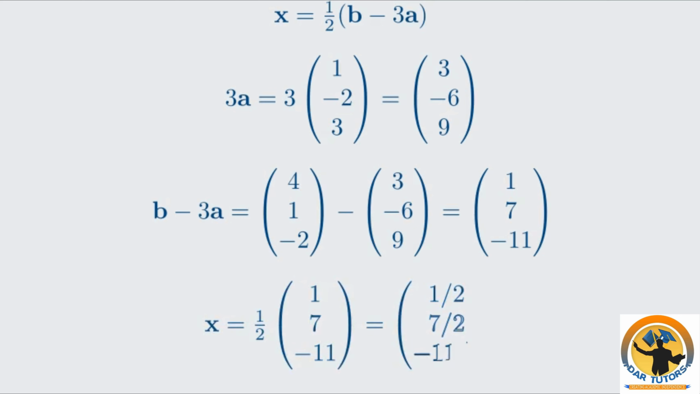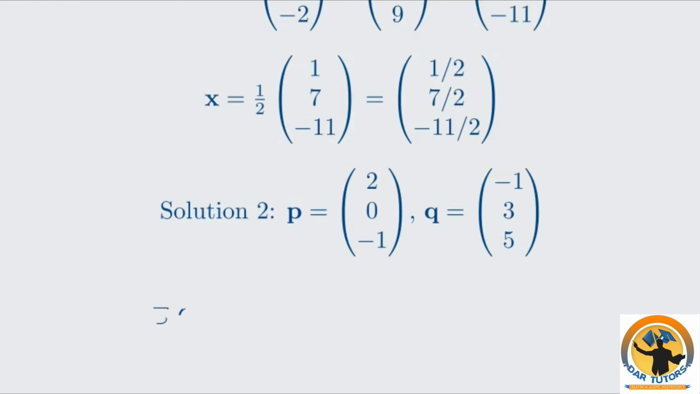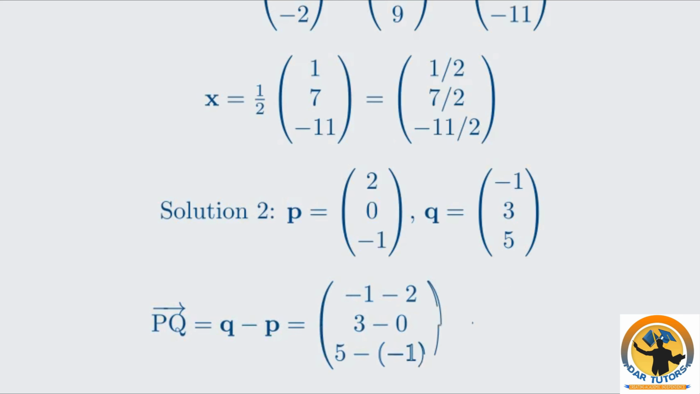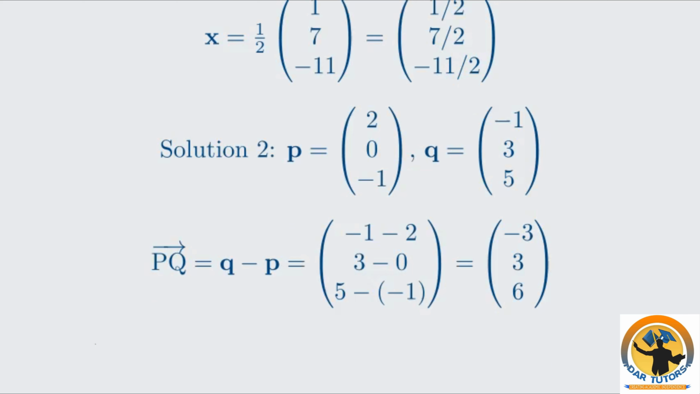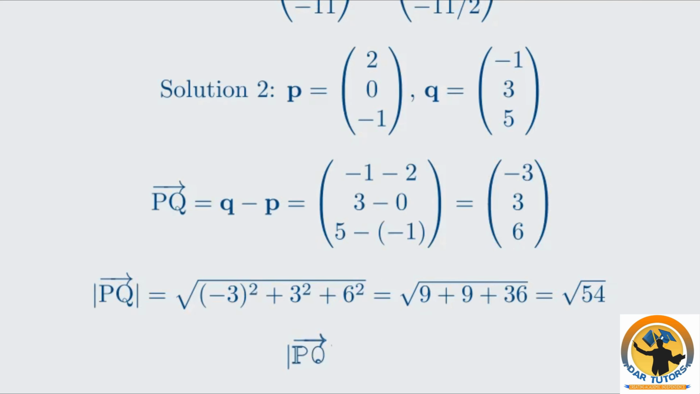x is (1/2, 7/2, -11/2). For question 2, we find the vector PQ by subtracting p from q. This gives us (-3, 3, 6). The magnitude of PQ is the square root of (-3) squared plus 3 squared plus 6 squared, which is the square root of 54. This can be simplified to 3 times the square root of 6.